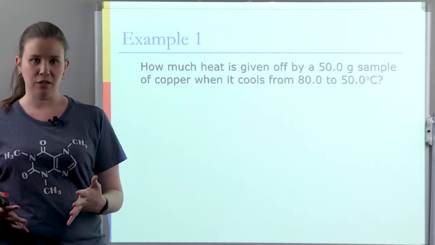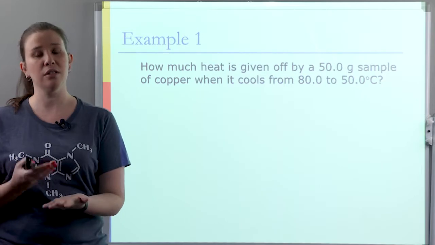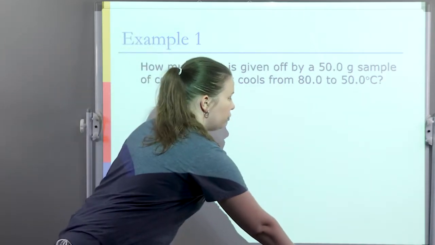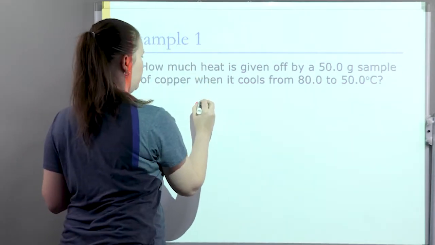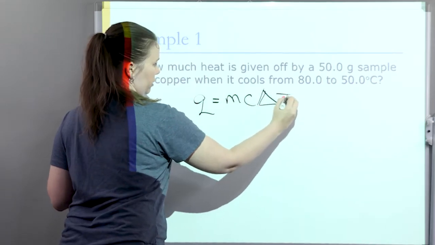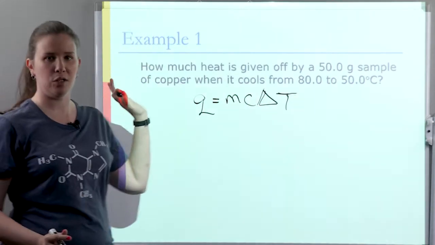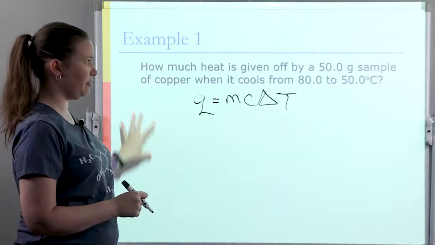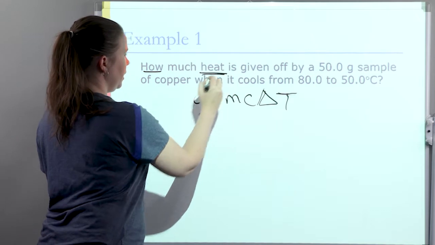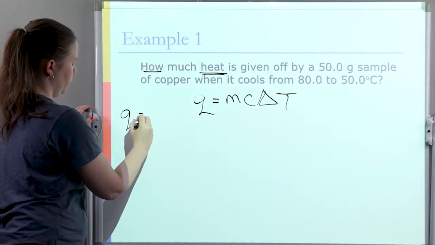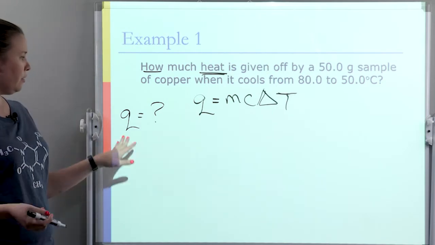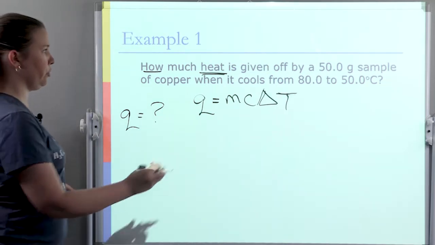So now that we have an understanding of what specific heat is and what the difference between temperature and heat is, let's try a problem. The first thing I'm going to do is write my formula. Q equals mc delta T. So that can guide us a little bit as we go through and identify our variables. So how much heat? Heat is the variable Q. And if it's asking what's the heat or how much is the heat, that's my unknown. So I've got my Q question mark.